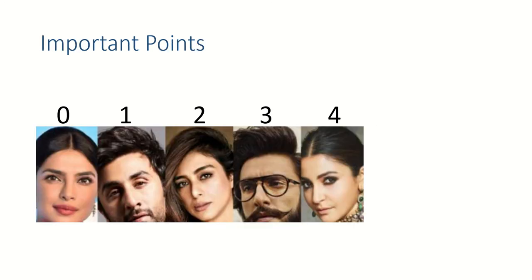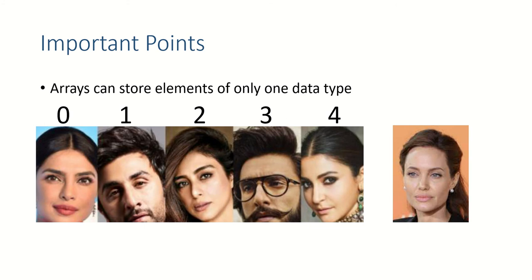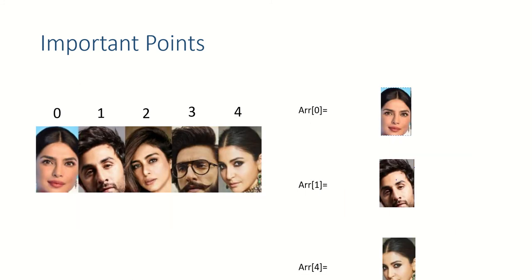Then the important point to remember is arrays can store elements of only one data type. Elements of different data types are not allowed in an array. So that's the restriction you'll have to follow. And you can access the array elements using indices. It's an index collection. For example, arr of 0, you will get Priyanka. At arr of 1, you will get Ranbir. At arr of 4, you will get Anushka.